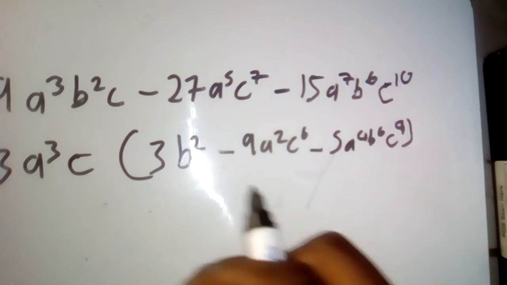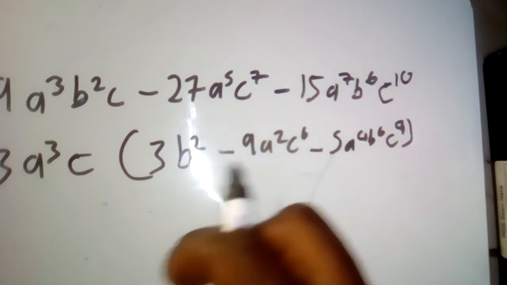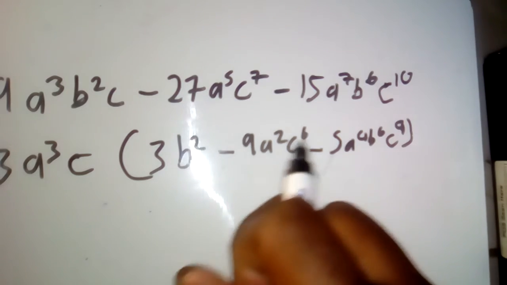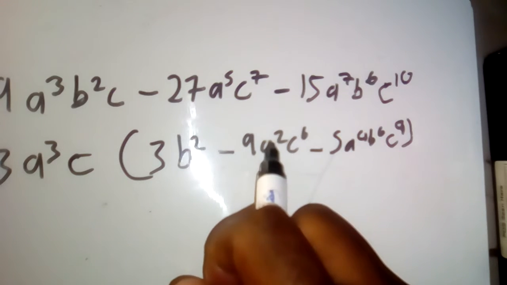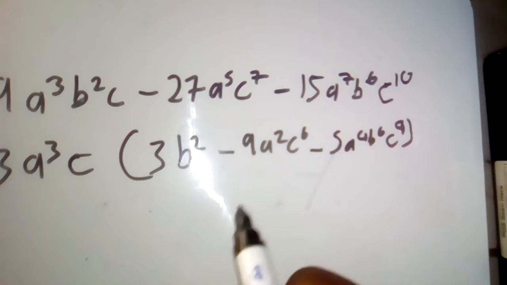If you check, we cannot factorize further in the brackets because there are no numbers that are common factors here. And check, b appears here, it doesn't appear there, so it's not a common factor, of course. And yeah, there we have it.